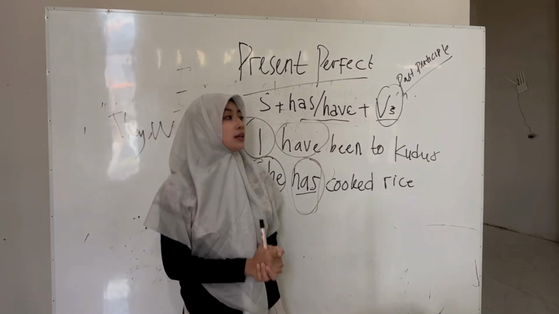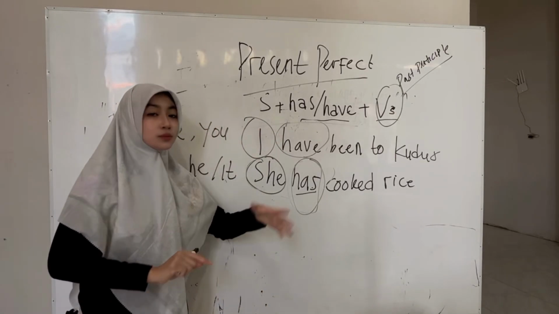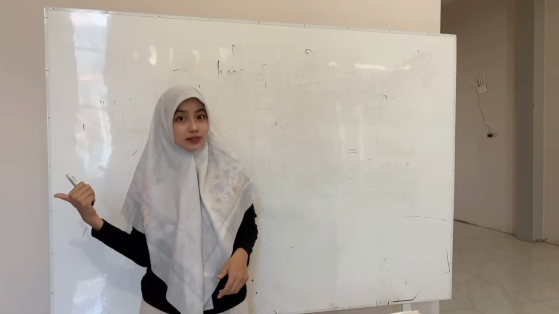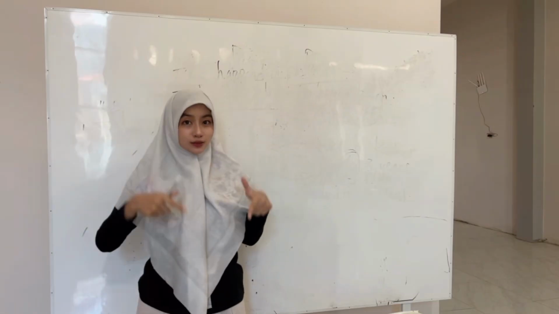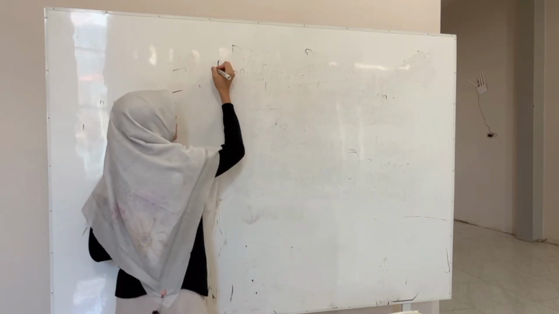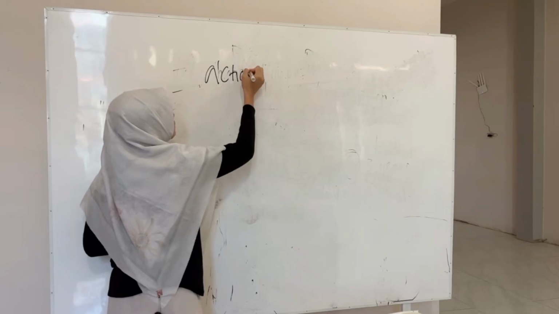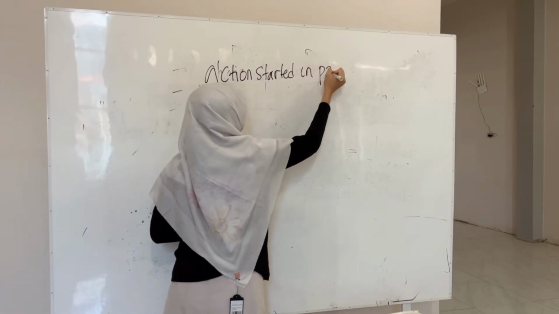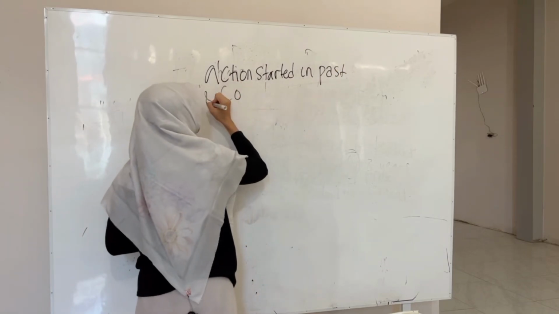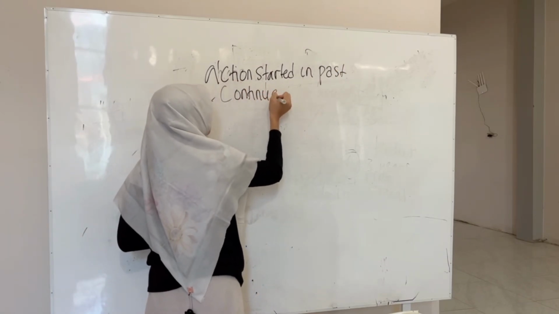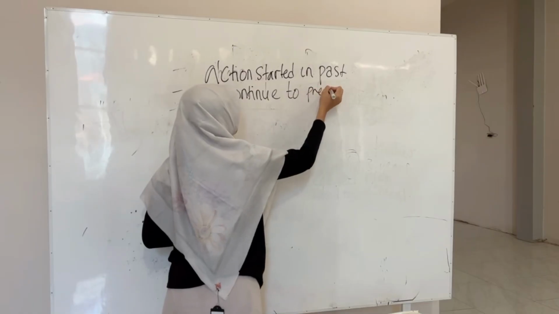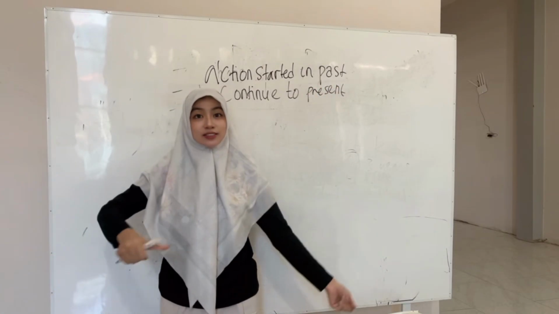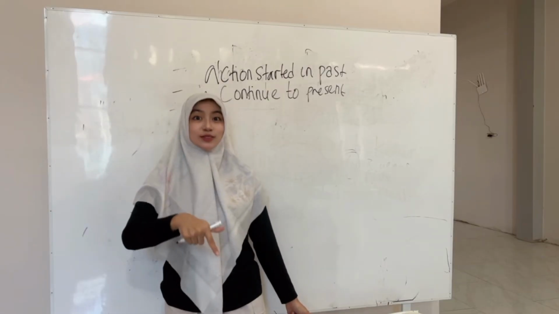Okay, alright? Now, let's move to another use. Present perfect is also used to express an action that happened in the past or started in the past and continues to the present. Start in the past and continue to the present. So it tells about an action that started in the past and still continues to the present.